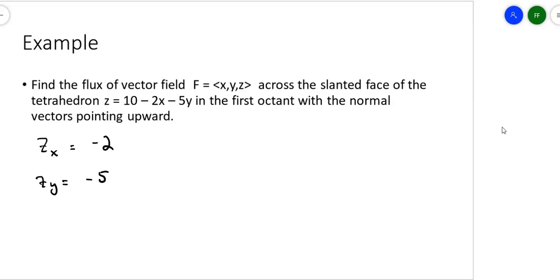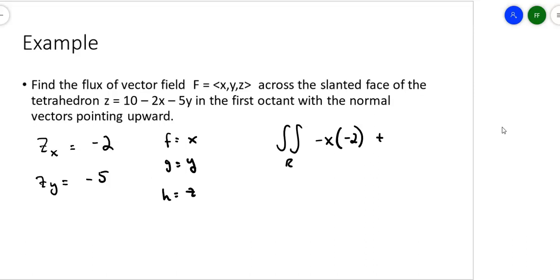In my vector field, the f component is x, the g component is y, the h component is z. So according to that formula I just put on the other slide, we're going to take the double integral over a region of negative f times the partial derivative of z with respect to x plus, well, I'm doing two minuses, right?